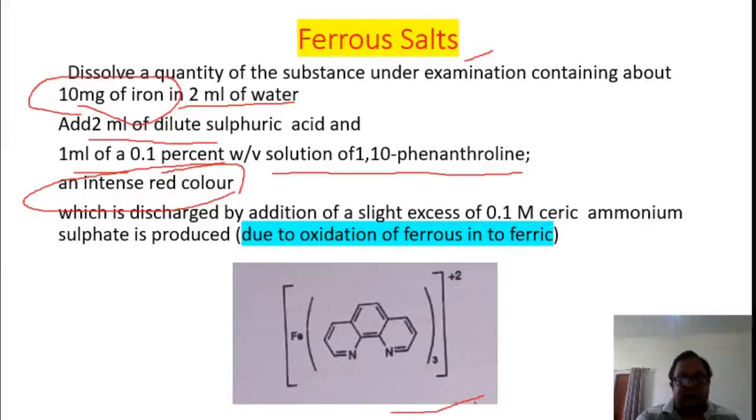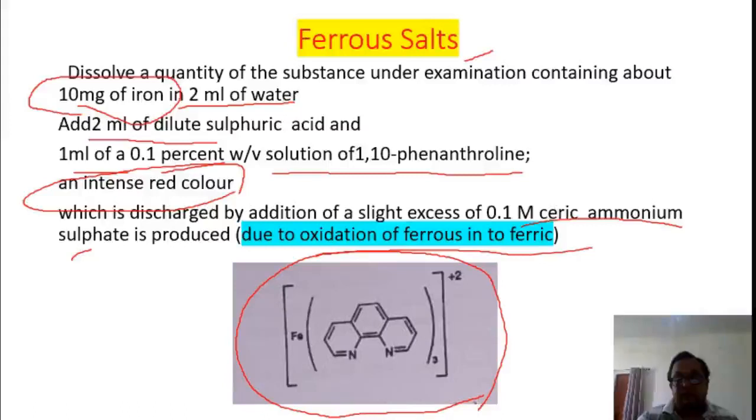Here we can see the structure of the complex by which it is imparting the intense red color. This red color is discharged by the addition of 0.1 molar ceric ammonium sulfate. Why? Because it oxidizes ferrous into ferric. So that's why this intense red color is discharged.